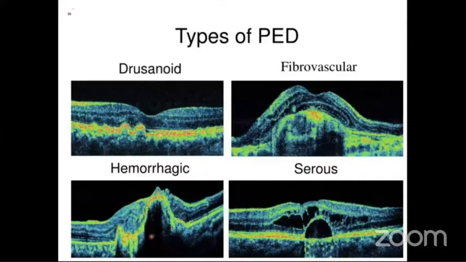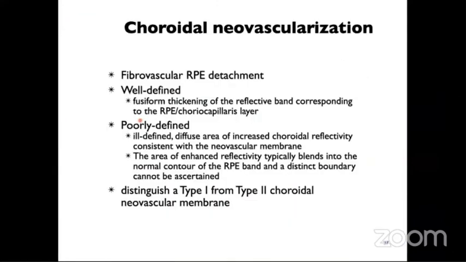In case of hemorrhagic PED, there will be elevation of the RPE along with accumulation of bleed. So it also causes backscattering. Then there is a serous PED. So fibrovascular PED and hemorrhagic PED are usually associated with active CNVM, whereas a drusenoid PED is usually suggestive of ARMD, which can lead to dry ARMD, which can lead to wet ARMD, on follow-up.